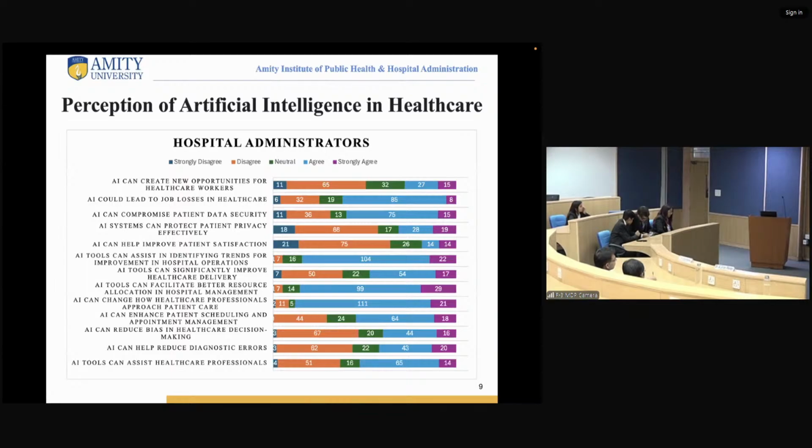They also believe it would create job opportunities. Whereas administrators believe it will not create as many job opportunities, it would lead to job losses, and it would compromise patient data security. However, both groups showed similar levels of positive response on how AI would change how professionals approach patient care, and that it would help with resource allocation and patient appointment scheduling. However, the concerns for data security and patient privacy were higher in administrators, along with job losses.